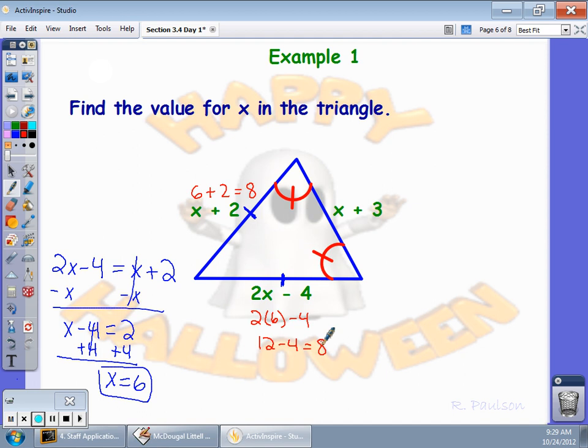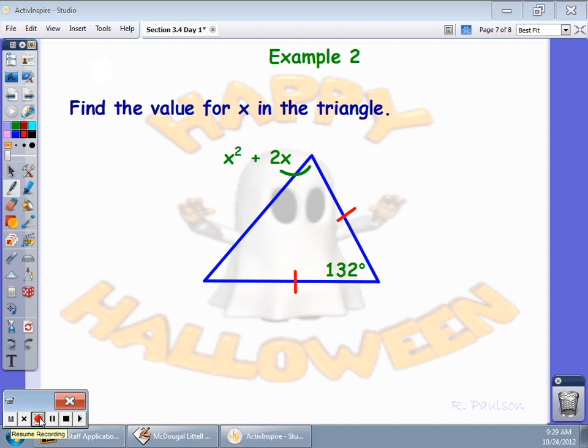Therefore, x must equal 6 in order for the sides opposite those two congruent angles to also be congruent as well. For the last example, we're also going to find x in the triangle, but this time we're going to look back at the isosceles triangle theorem, which states if two sides of a triangle are congruent, then the angles opposite those sides are congruent as well.